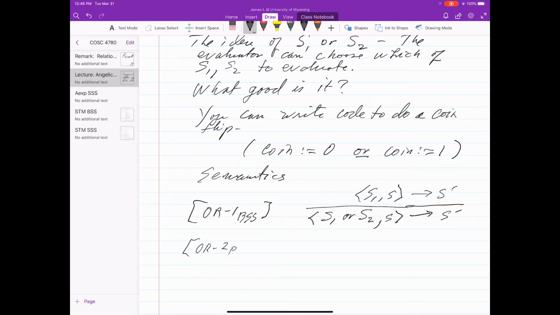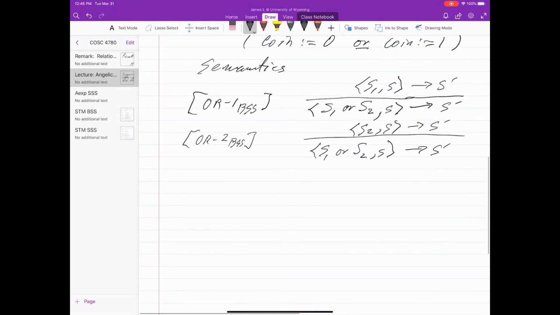And the OR2 BSS rule says that S1 or S2 in state S evaluates to S prime if S2 in state S evaluates to S prime. So this means that whenever you see an OR expression like this one, you have two rules that can apply. So this results in the nondeterminism.